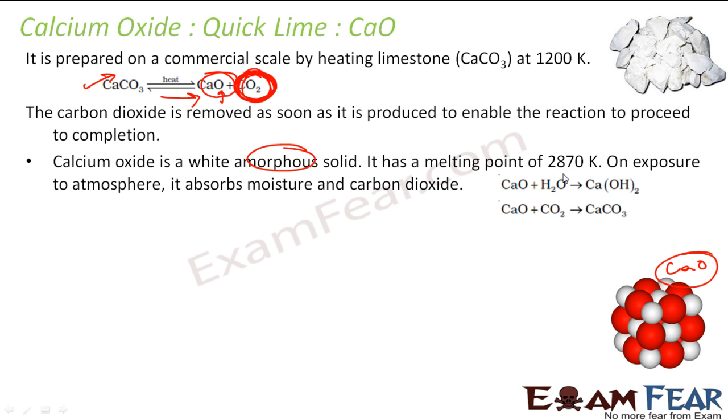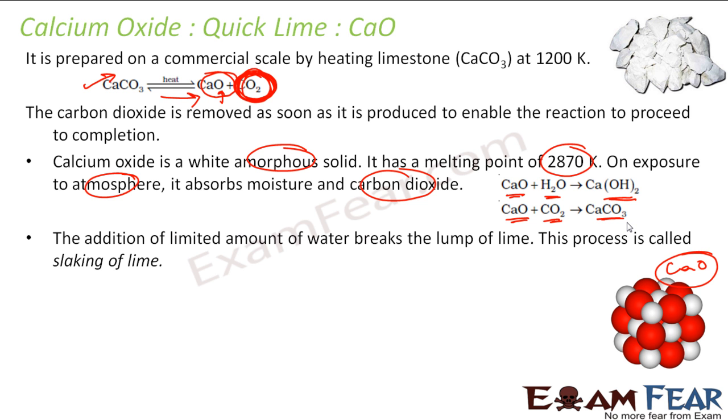Again, it's a white amorphous solid, with a high melting point, and on exposure to the atmosphere, it absorbs carbon dioxide and water. For example, CaO when it reacts with water, forms calcium hydroxide. Again, CaO when it reacts with carbon dioxide from the atmosphere, forms calcium carbonate.